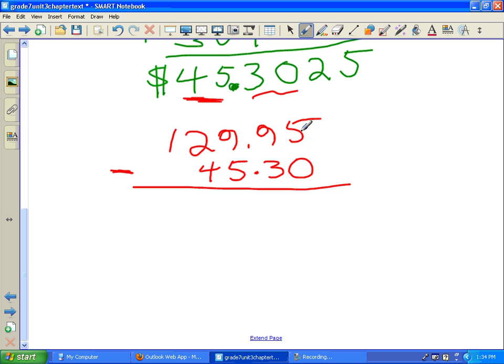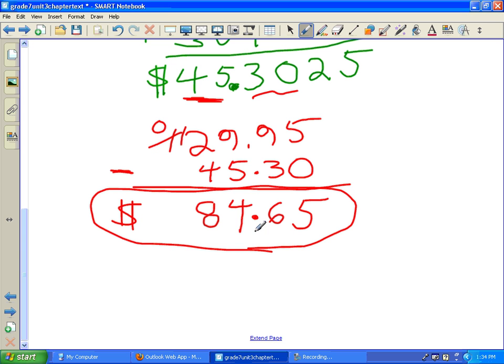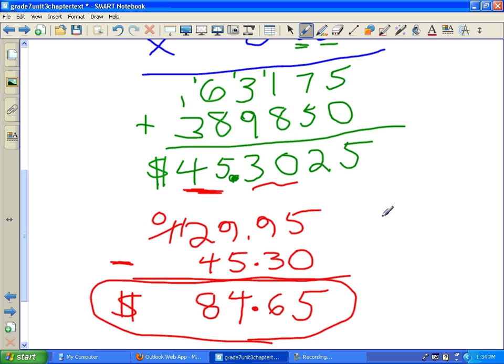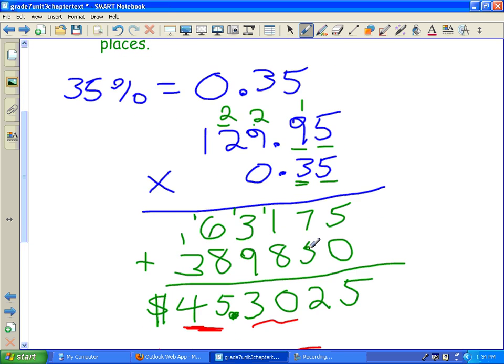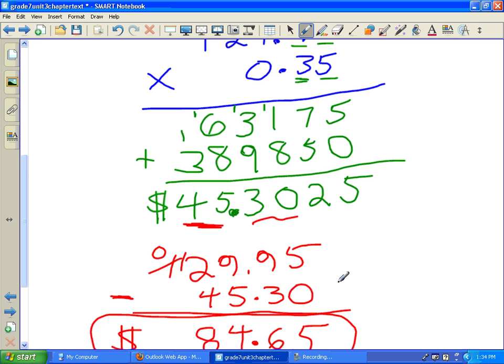So subtracting, 5 take away nothing is still 5. 9 take away 3 is 6. Decimal, decimal, decimal for that. 9 take away 5 is 4. We can't take 4 away from 2, so we're going to have to borrow. Bring the 1. 12 take away 4 is 8. And 0 take away nothing is still 0. So our answer: we are going to pay $84.65 for that item. Now, if you had a calculator and you were allowed to use it, you would just go decimal 35 times this amount, and you get how much you get off, and then you just subtract it using your calculator.